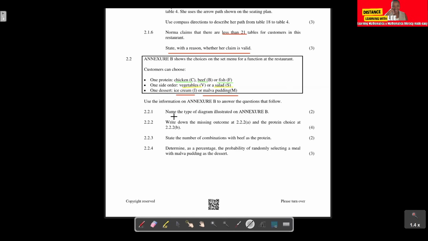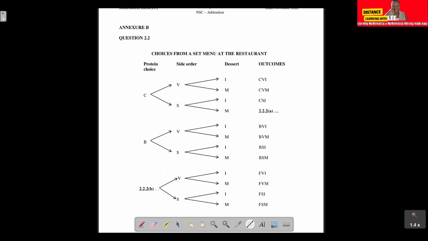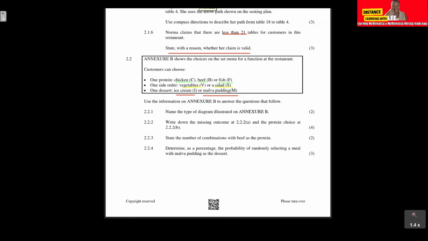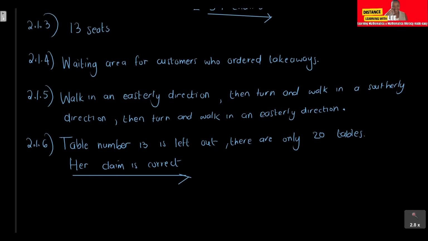Question 2.2.1. Name the type of diagram that is illustrated on Extra B. Okay, so if you have a look at Extra B, we are given this diagram that basically represents the choices from a set menu at this restaurant. And what type of diagram is this? If you can remember, this is actually a tree diagram. We've got these branches here, so that basically tells us that we are dealing with a tree diagram. So we're just going to write that down: the diagram that is illustrated on Extra B is a tree diagram.